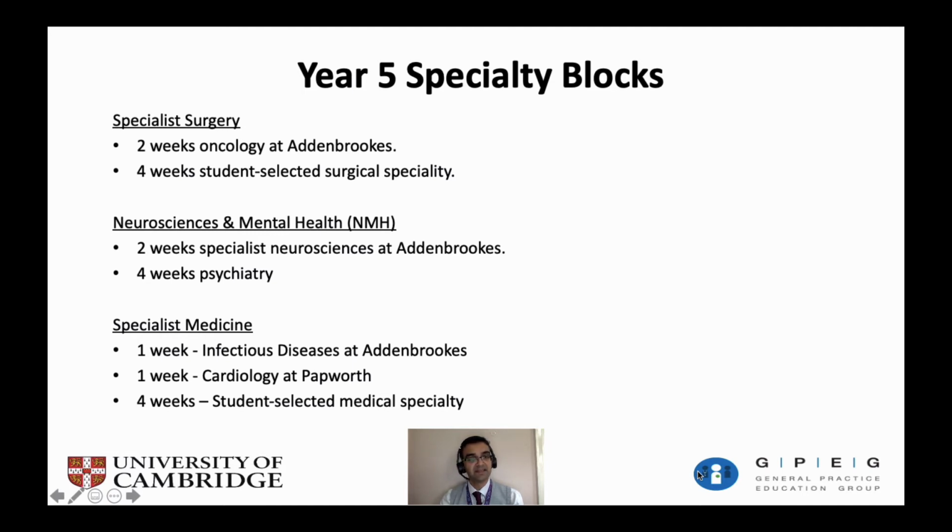And then the next block is neurosciences and mental health, NMH, and this is 2 weeks with specialist neurosciences at Addenbrooke's, and then 4 weeks in psychiatry. And then for the specialist medicine block, it's 1 week with infectious disease at Addenbrooke's, 1 week cardiology at Papworth, and then 4 weeks with their student-selected medical specialty.